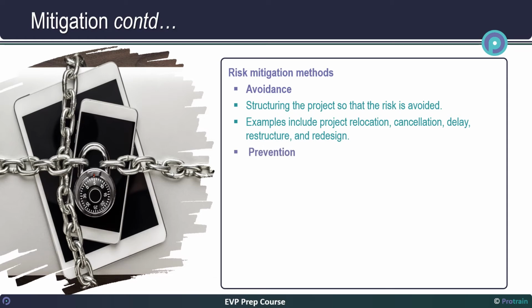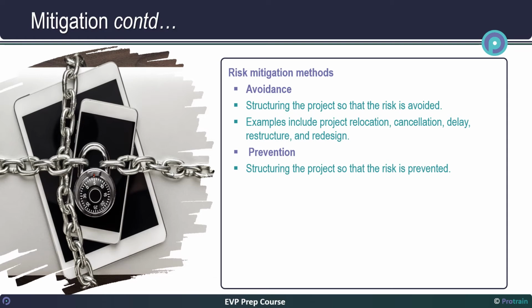Prevention is another risk mitigation mechanism. In a project setting, this is done by structuring the project so that the risk is prevented. In other words, you take the risk and carry out the risky business or activity. However, you put some mechanism in place so that the risk does not occur, or, if it does, the severity is reduced.